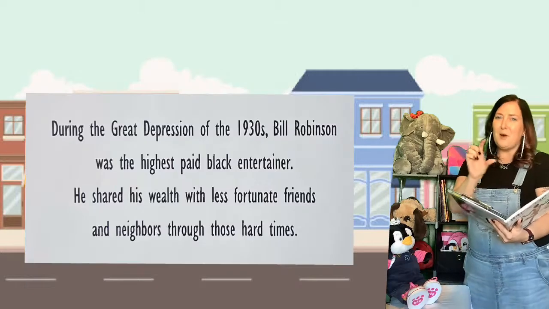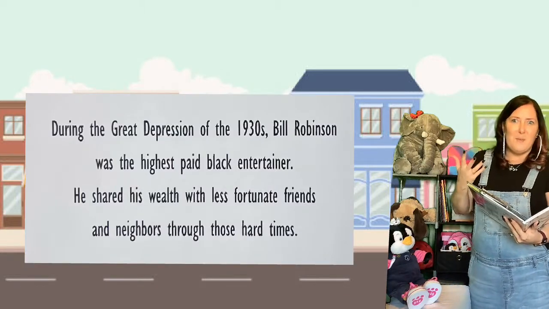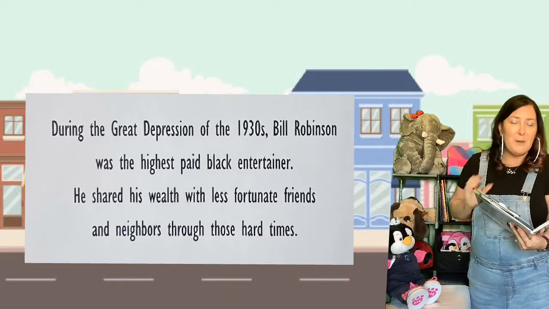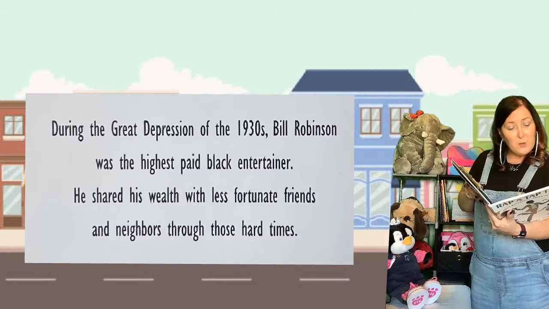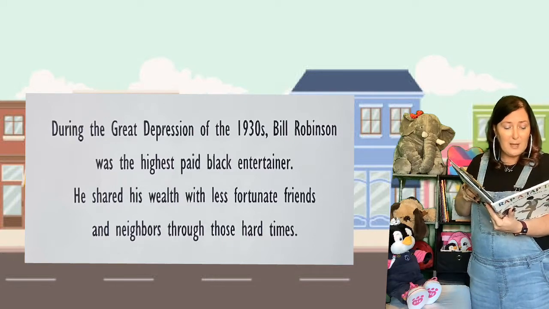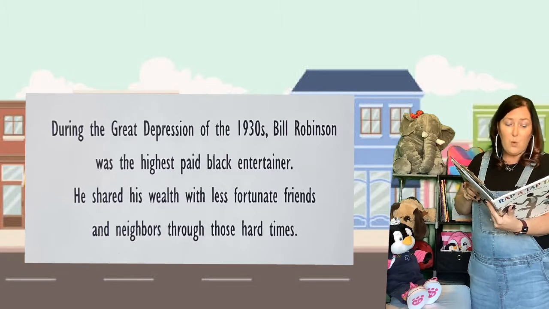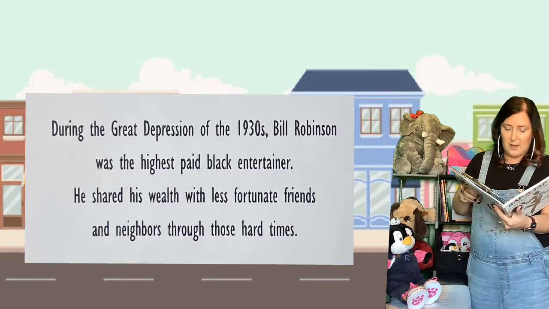So I'm going to read that part again in the afterword and see if you get more information for yourself now that you know a little bit about the history and about the times that Bojangles was living in. During the Great Depression of the 1930s, Bill Robinson was the highest paid Black entertainer. He shared his wealth with less fortunate friends and neighbors through those hard times.